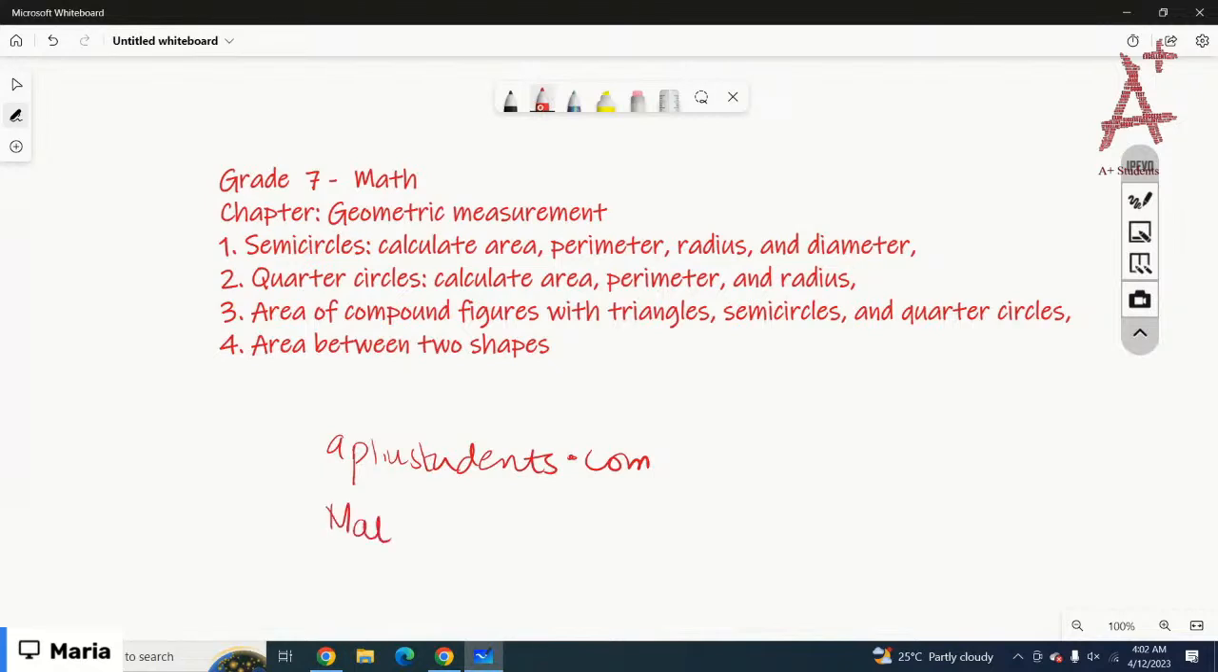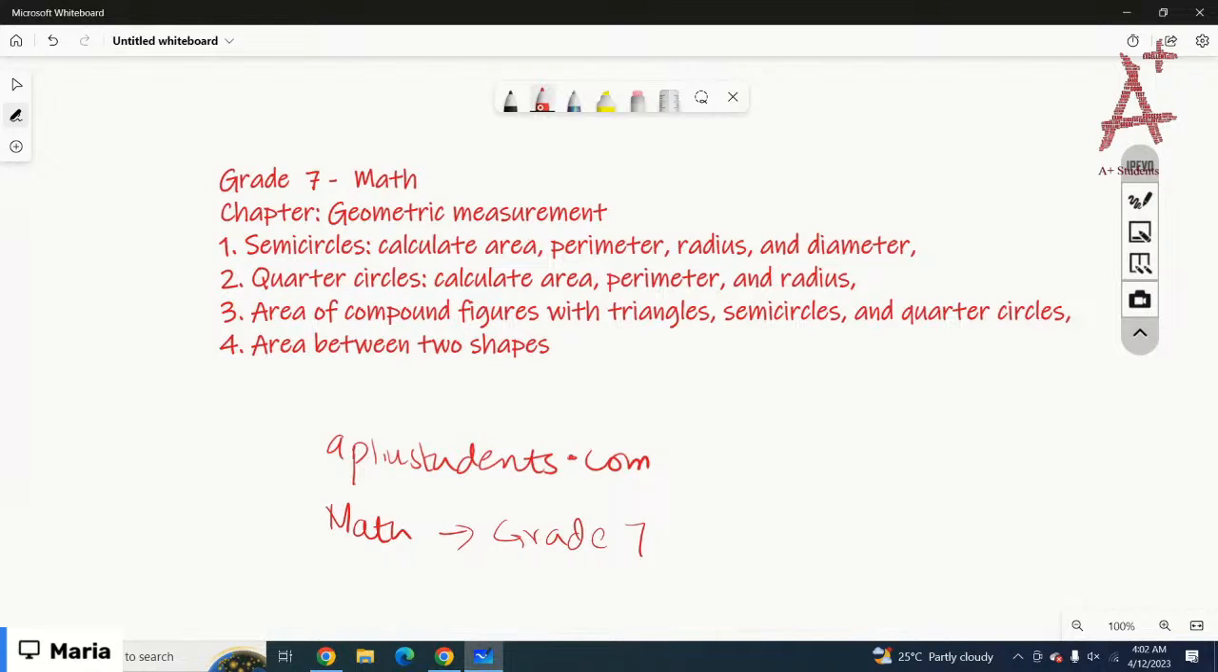Then you have to select math from the subject tab. Scroll down to grade 7 and then click on view all lessons. There you can find a list of the chapters. So you can start with the chapter geometric measurement.